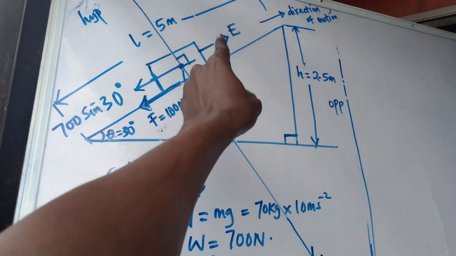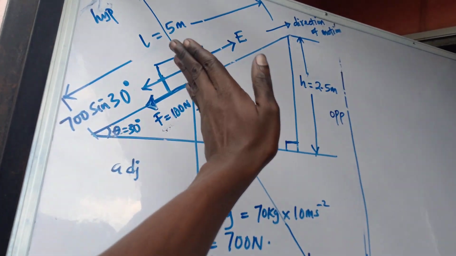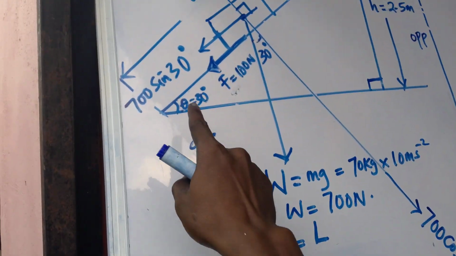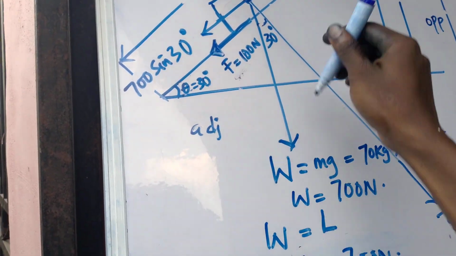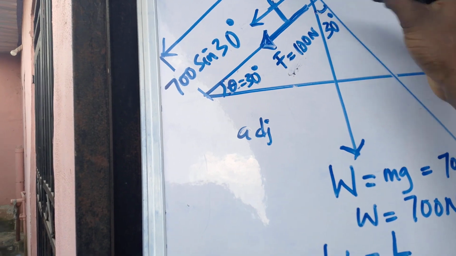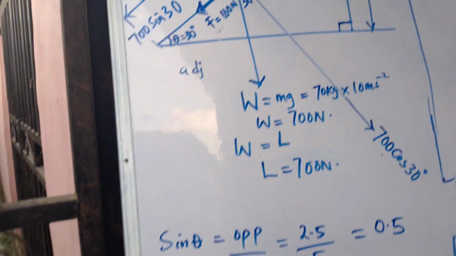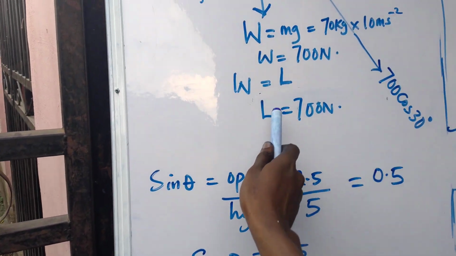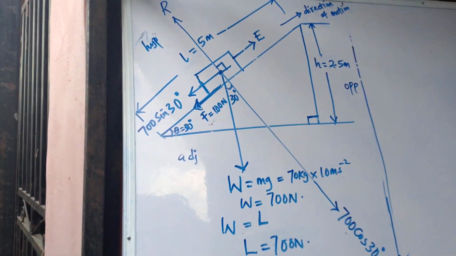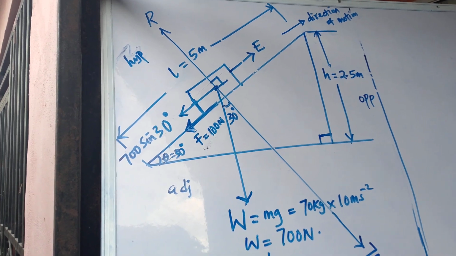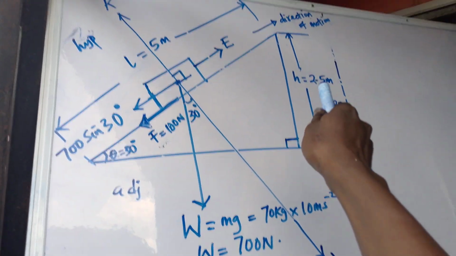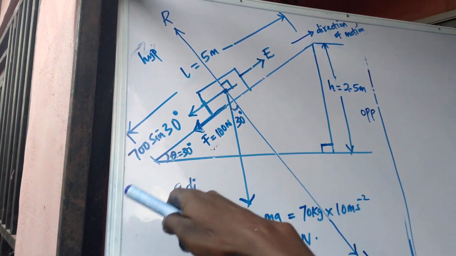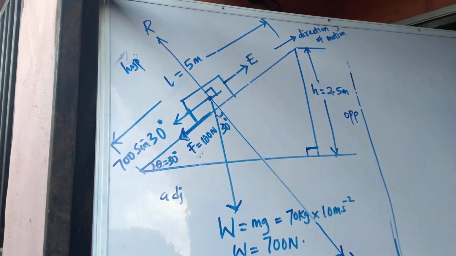This is the effort, the minimum effort applied that causes this block to move up the plane. Then if here is 30 degrees, here is also 30 degrees, since they are angles in the same segment. And this is the weight of the block, which is the mass times acceleration due to gravity, the load of that block. You also observe that the distance moved by the load is the height of the inclined plane, which is 2.5 meters, while the distance moved by the effort is the length of the inclined plane, which is 5 meters.